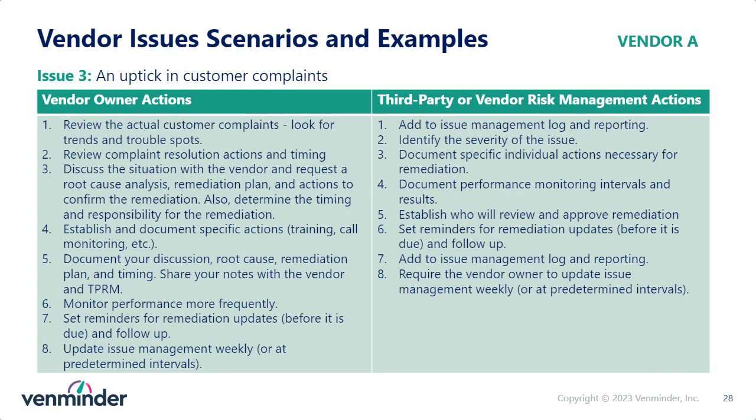Of course, for third-party risk management, we do want to log it, identify the severity, document those specific individual actions, right? So if there's a training that must occur, enter that as a separate line item. If there is call monitoring, that's a separate line item. If there is more frequent monitoring and review, each of those steps should have a separate line item so that we can check off that they have been completed. Again, who's going to review and approve, and require the vendor owner to update that issue management.